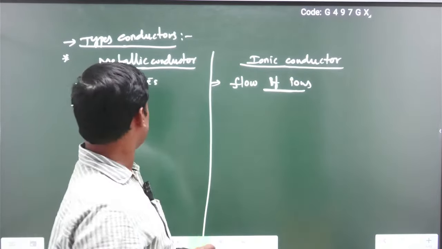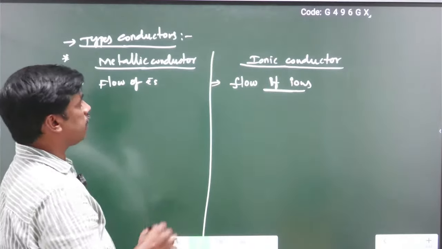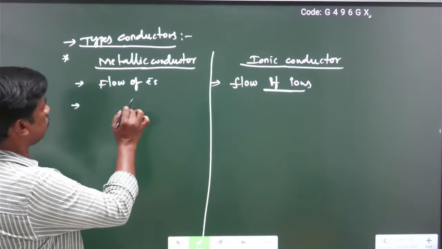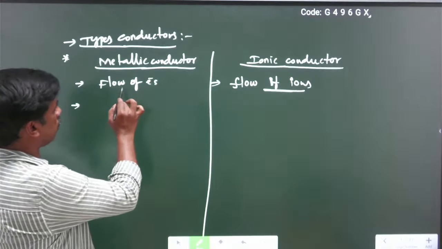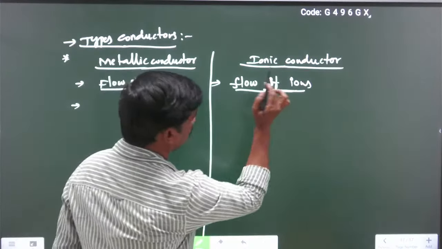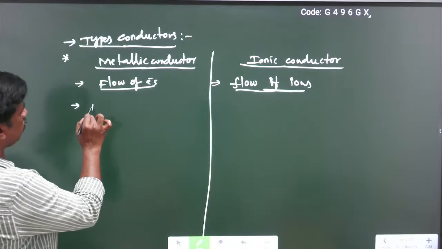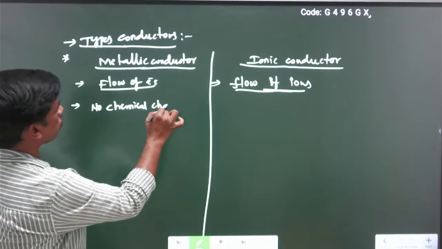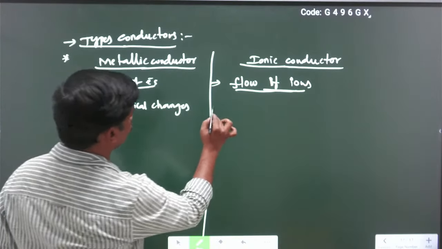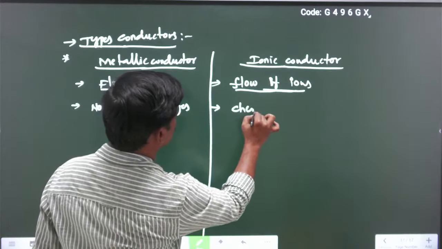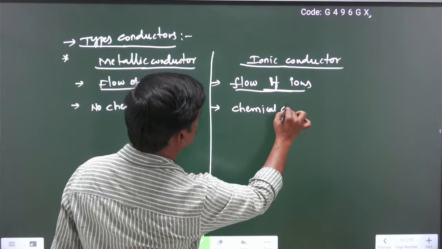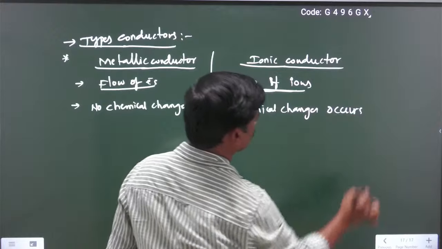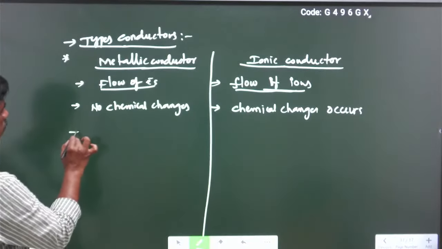Okay, now I am going to continue the class. The differences between metallic and ionic conductors. Flow of current: in metallic conductors it is by flow of electrons, and in ionic conductors by flow of ions. In metallic conductors no chemical changes occur, whereas in ionic conductors chemical changes occur. In metallic conductors there is no transfer of matter.